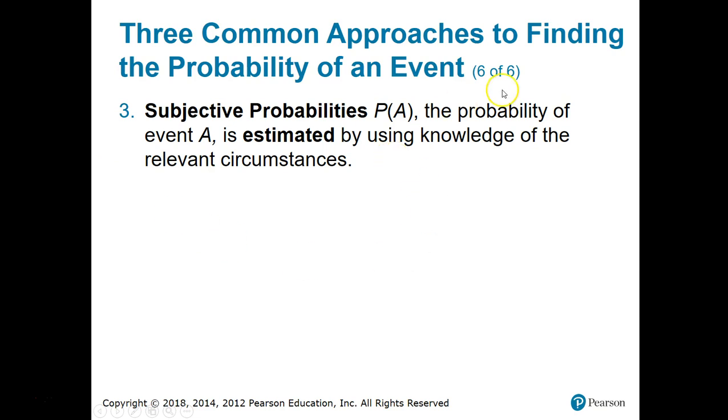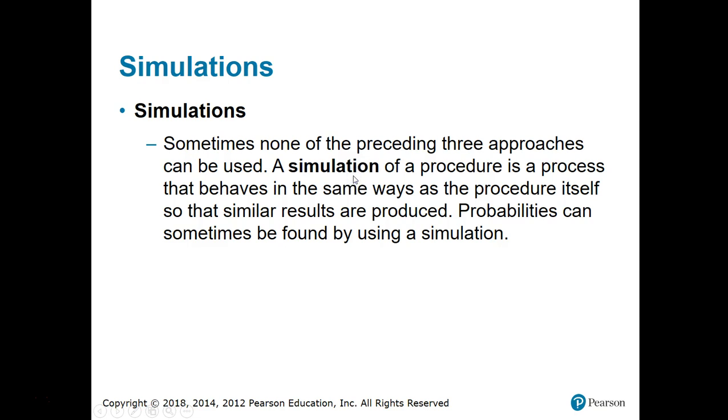All right. And subjective probabilities. Estimates made by knowing the relevant circumstances. Probability of it being a sphere, if it's big enough, pretty much 1. And this is estimated using the knowledge that we have, gravity. Exactly what I just did there.